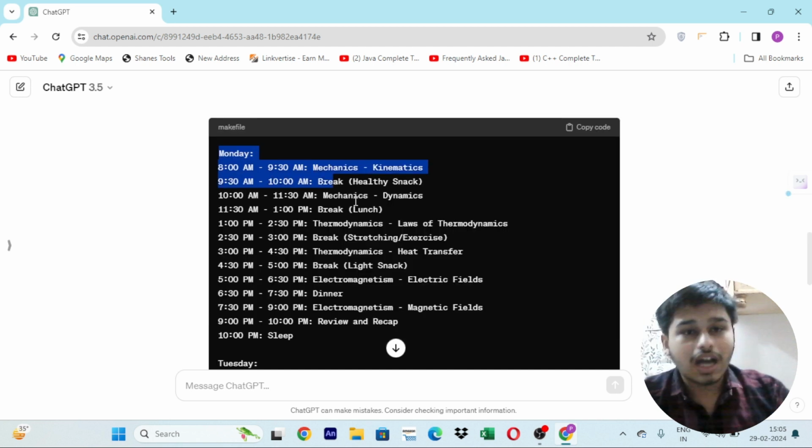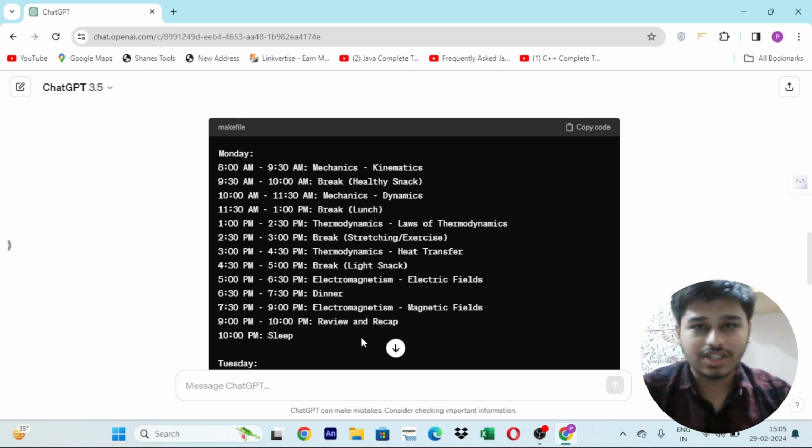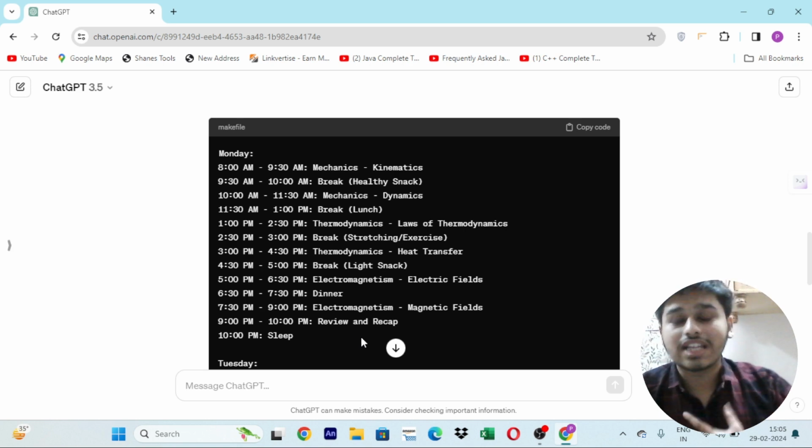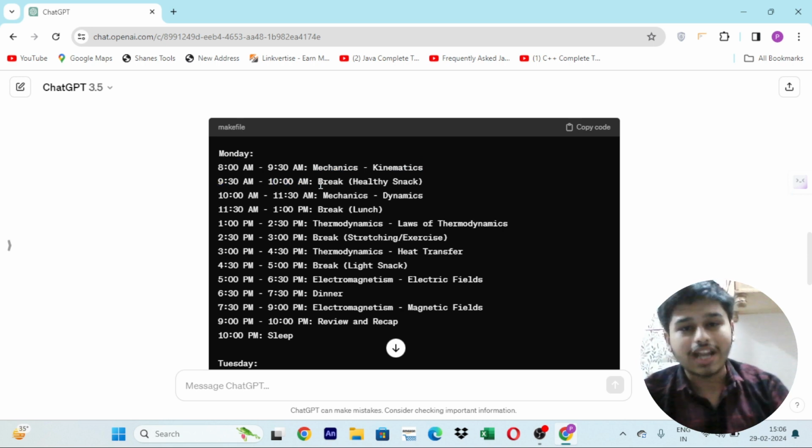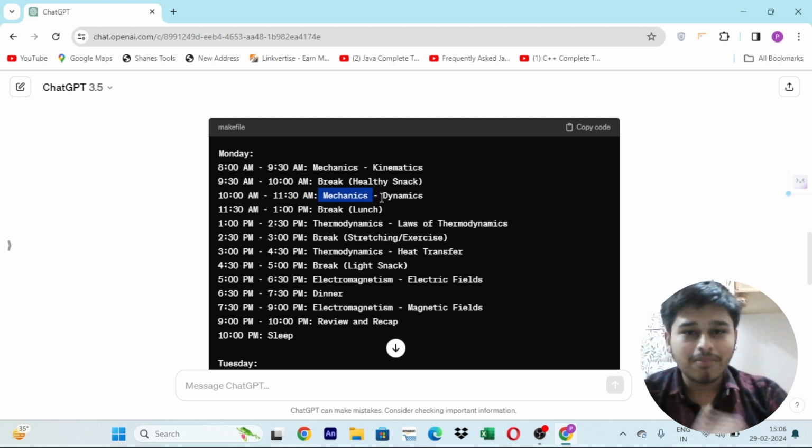But now after going with this timetable, I can score a good mark in physics because I am improving myself day by day by following this timetable, right? From 8 to 9:30 I am doing mechanics and kinematics. 9:30 to 10 is a break for healthy snacks. Then 10 to 11:30 I am doing mechanics and dynamics. Then 11:30 to 1 I am taking a lunch break.